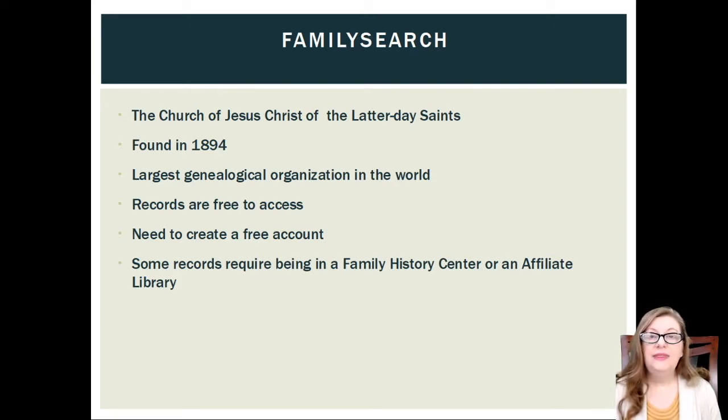There will be some records that, due to copyright, you can only see if you're located in a family history center or an affiliate library. They have a list of all of the family history centers and affiliate libraries on their website. The Roanoke Public Libraries is an affiliate library, and you can access these records in the Virginia room.